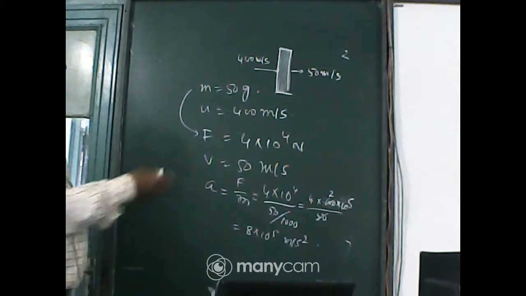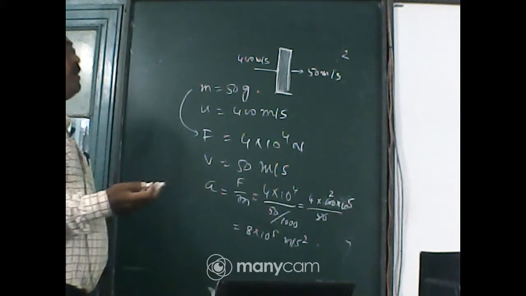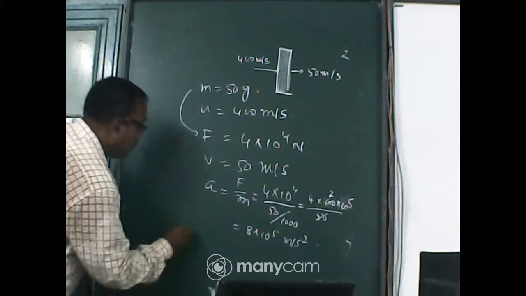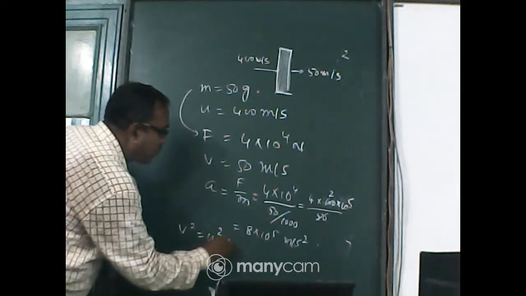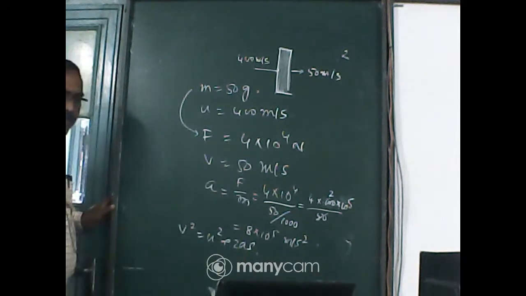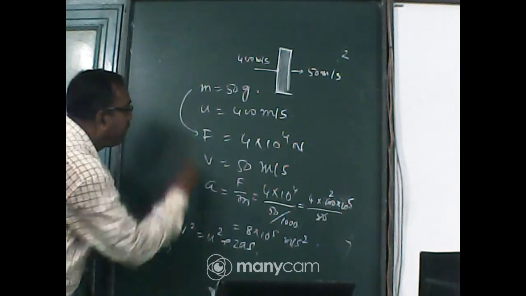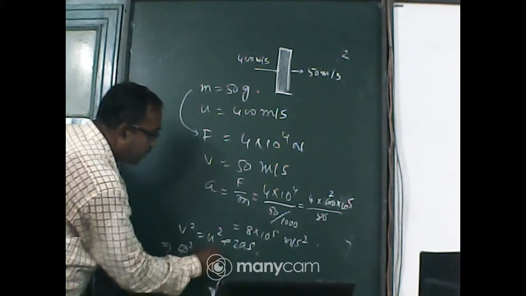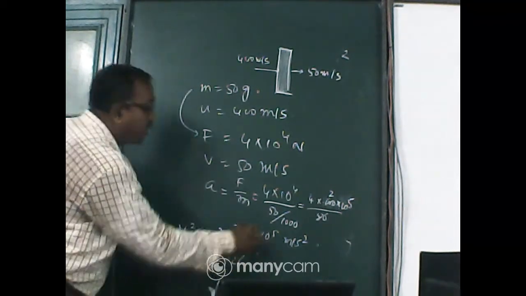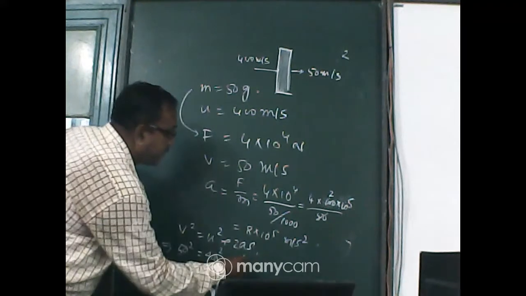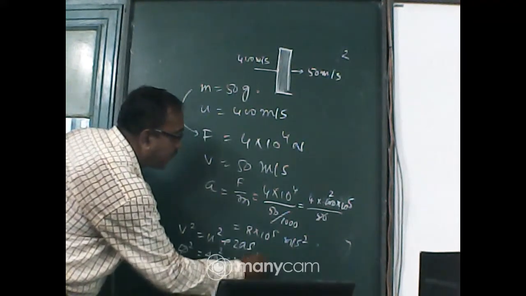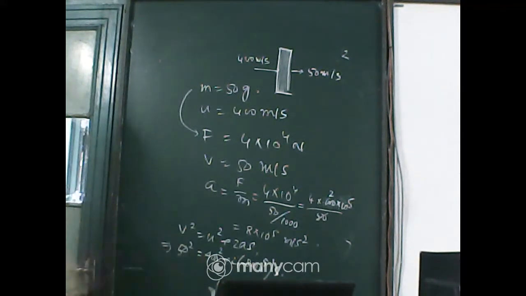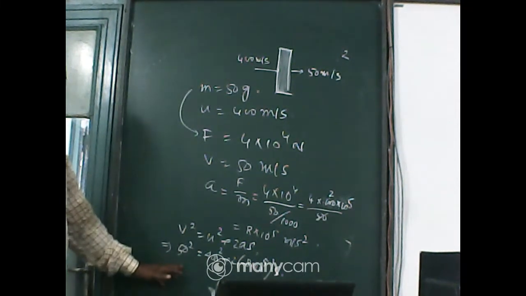So you know U, V and A. You find out the value of S. V square equal to U square plus 2AS. What will be the value of V? V value is 50 square. U value is 400 square. Plus 2 into, this value will be minus because it is the retardation, minus 8 into 10 to the power 5 and S. You find out the value of S. You try it, calculate it. No problem.